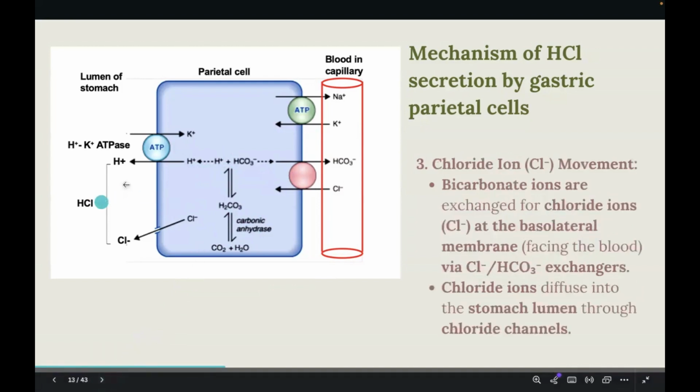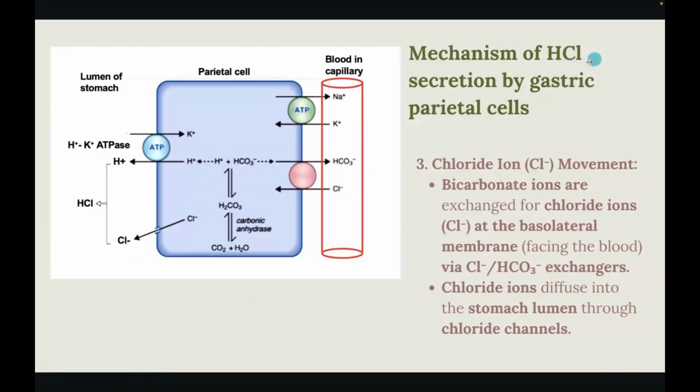Right, so now that we have the hydrogen ion out, we want the other half of the HCl, which is Cl. We want the chloride. Now, where's chloride coming from? You can clearly see, no, it's not in the cell. We don't store chloride in the cell. So we need to take it from the blood. Okay, now how are we going to take it? Via another channel. And this channel is known as the chloride bicarbonate exchanger.